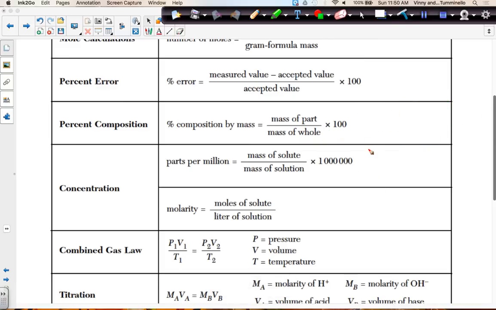Concentration, we can use parts per million or molarity also. Parts per million is, again, mass of solute over mass of solution times 1 million, or simply mass of part over mass of whole times 1 million. We usually abbreviate parts per million as ppm.